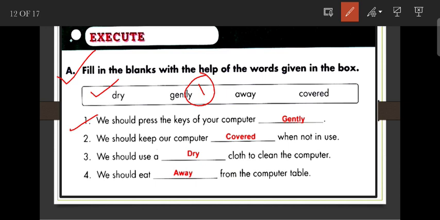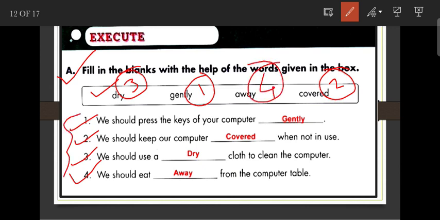Next is number two. We should keep our computer covered when not in use. So covered is number two. Next is number three. We should use a dry cloth to clean the computer. So dry is number three. Next is number four. We should eat away from the computer table. So away is number four. These are the fill in the blanks from this chapter.